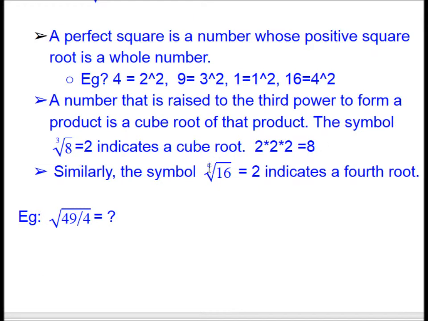Similarly, the symbol with a 4 here is a fourth root. Fourth root of 16 is 2, because if you multiply 2 four times, 2 multiplied by 2 multiplied by 2 multiplied by 2 will give you 16. 2 times 2 is 4, 4 times 2 is 8, 8 times 2 is 16.